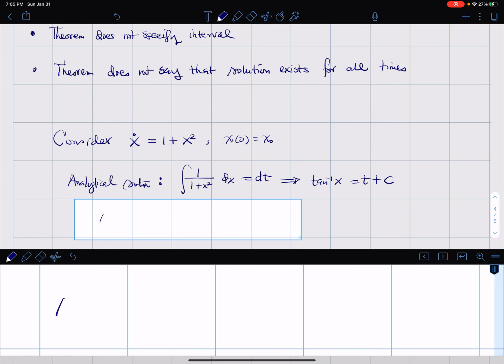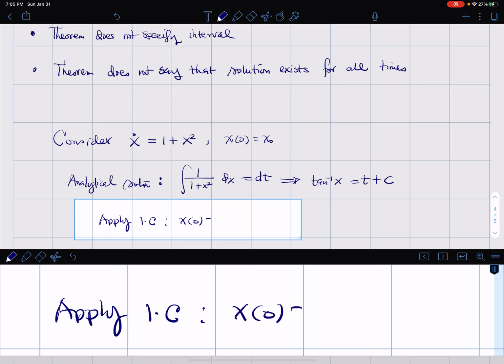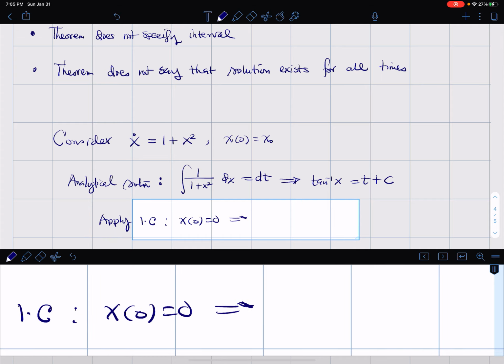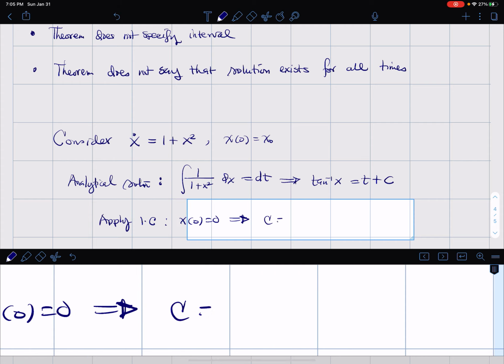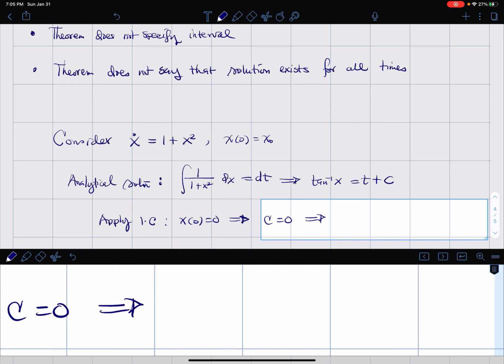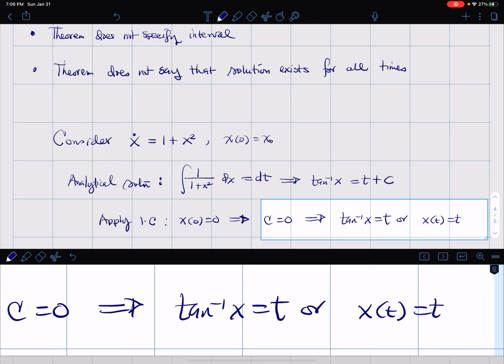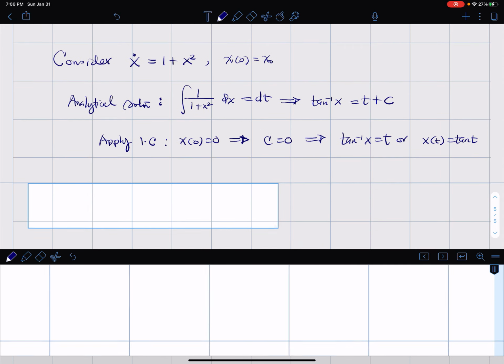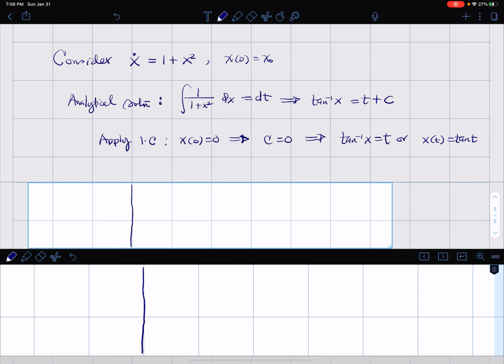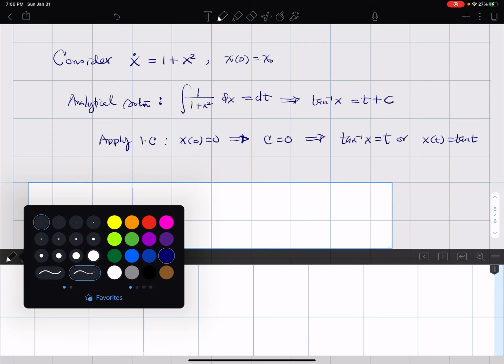Okay, and if you apply our initial condition, x of 0 is equal to 0, this tells us that c is equal to 0. Just try it. You see that c is equal to 0. So that means our solution is inverse tangent of x is equal to t, or x of t is equal to tangent of t. Okay, so tangent of t is a function that we really understand how it behaves.